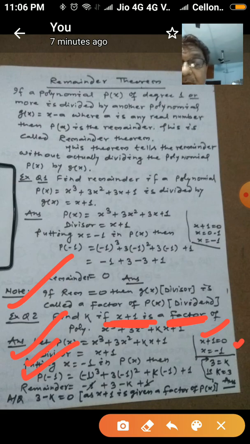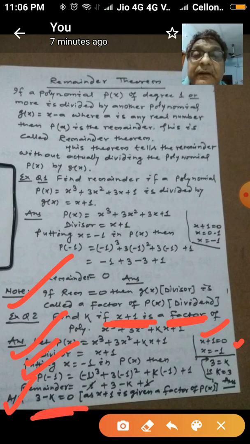So according to the question we will write 3 minus k equal to 0, because inside the bracket we should write the reason: x plus 1 is given as a factor of p(x). Now taking this relation 3 minus k equal to 0, we find that k is equal to 3. So in this way we can find the value of the unknown quantity k or p, what is given in the question, by using this theorem.